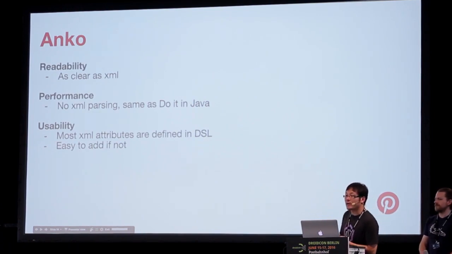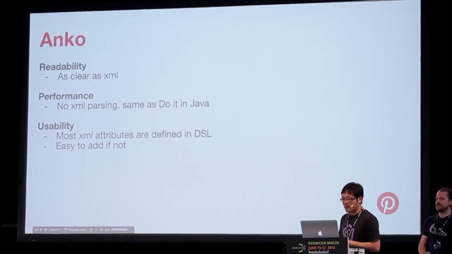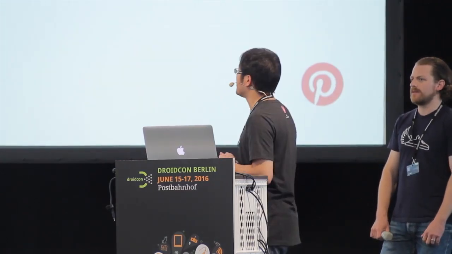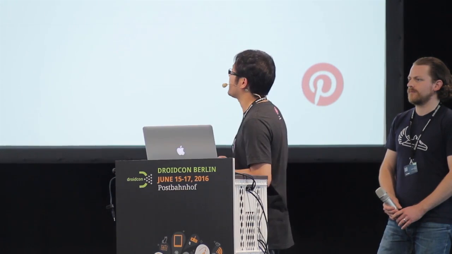So writing those code in Anko is very similar to defining them in XML. And it's more efficient because those Anko code will be translated into Java directly. It's very easy to use and super flexible to extend. Most XML attributes are defined in Anko DSL already. But if you need something new, you can always add it by yourself. So with that, I'm going to turn it back to Thorben to see some magic in typography.